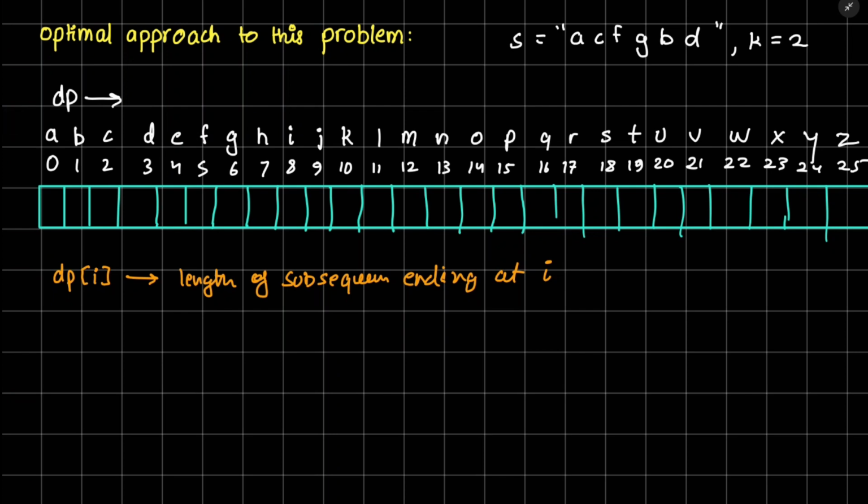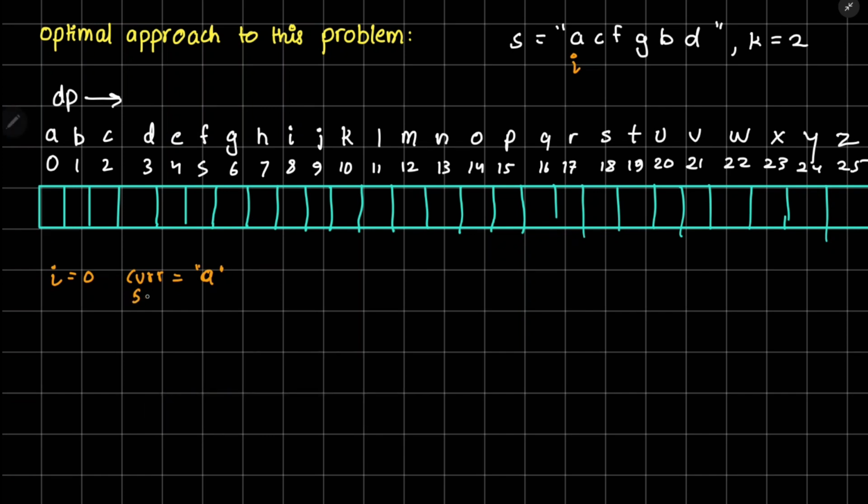Now we will use a variable i to traverse the string S. First we have i equals 0, so our current is equal to A, which is S of i. To map this to the DP array, we will subtract the ASCII value of A from current. Now our current is A, so A minus A will give us 0.